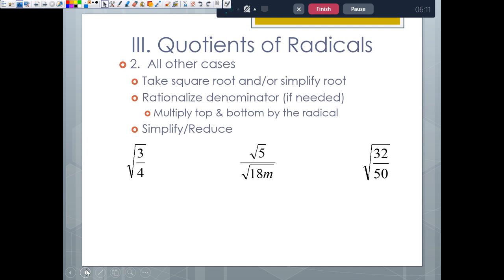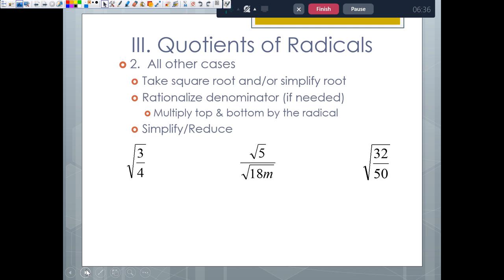So for all other cases, we're going to simplify the square root. So we're going to simplify everything first, and then maybe something can cancel out or something can go into something else. But if not, we're going to rationalize the denominator. What that means is we're going to multiply the top and the bottom by the radical, and then we're going to simplify and reduce.